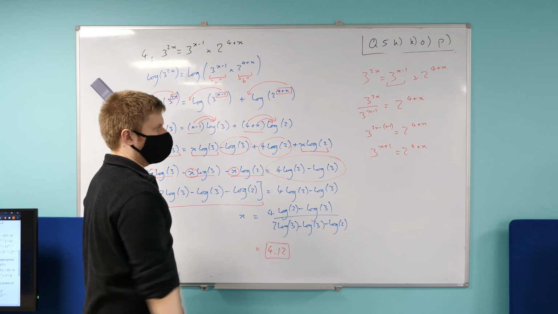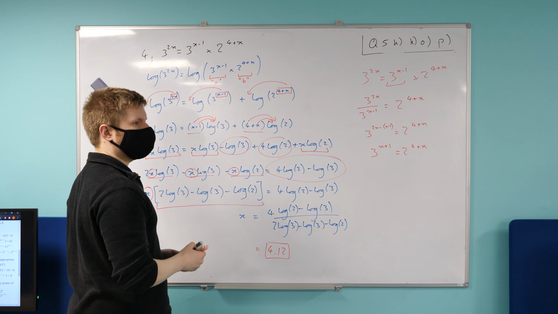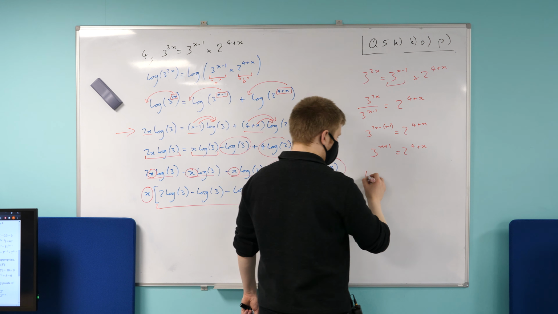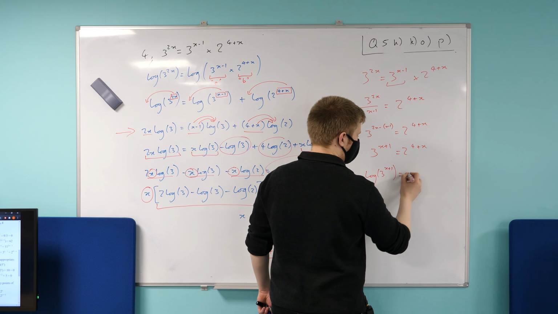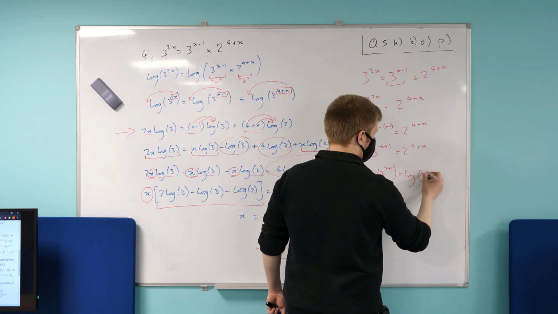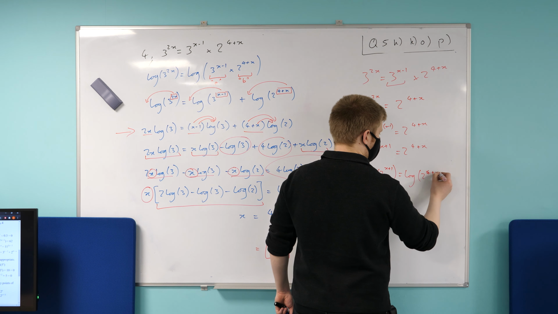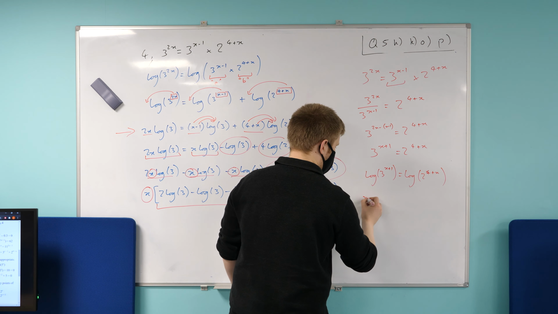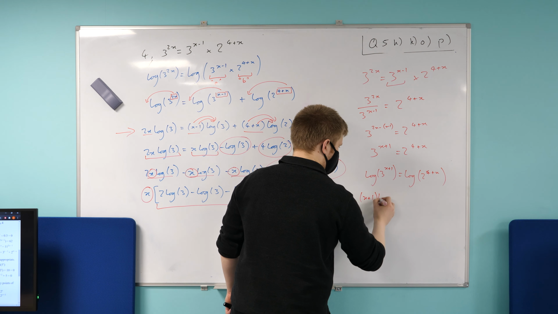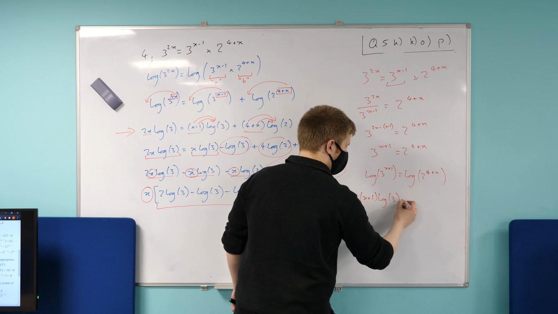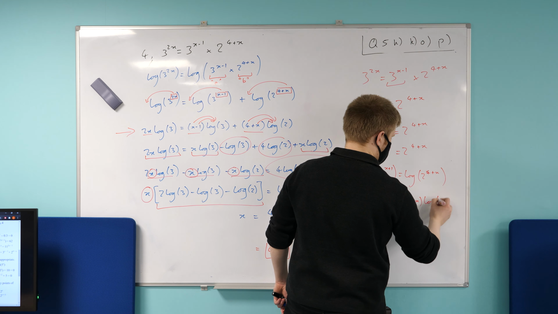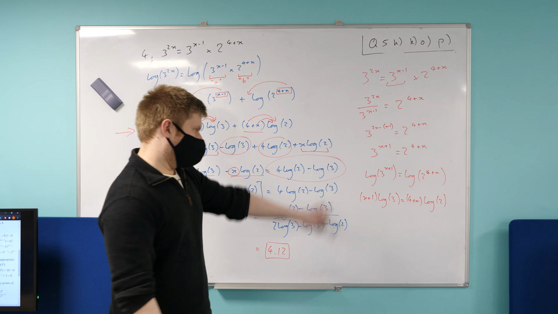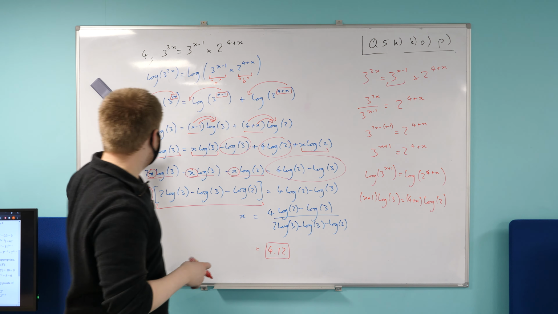And then again, you can just take logarithms from there. In other words, you can just take log of 3 to the power of x plus 1 equals log of 2 to the power of 4 plus x. Bring the power down, so x plus 1 log of 3 equals 4 plus x log of 2.